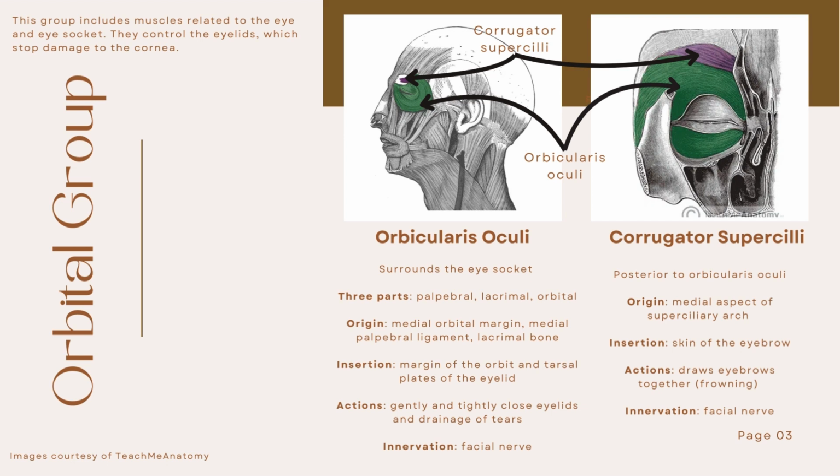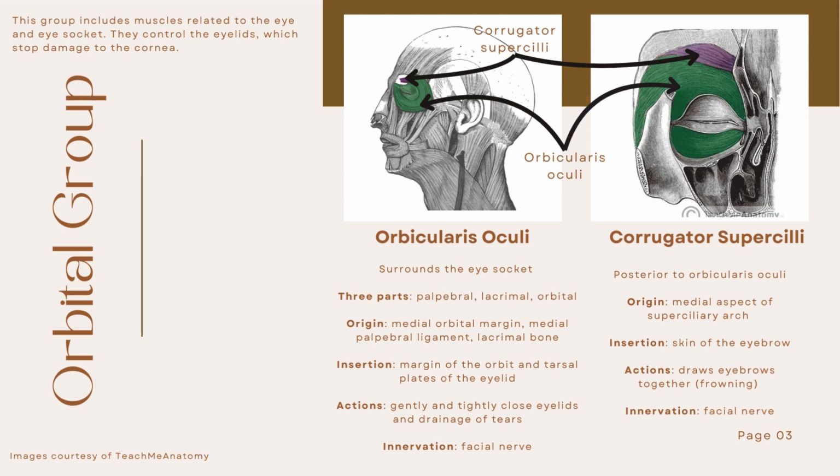The actions are gently and tightly closing the eyelids and drainage of the tears. More specifically, the palpebral part is associated with gently closing of the eyelids, while the orbital part is the tightly closing of the eyelids, and the lacrimal part is involved in drainage of the tears. This is innervated by the facial nerve, more specifically the temporal and zygomatic branches of the facial nerve.